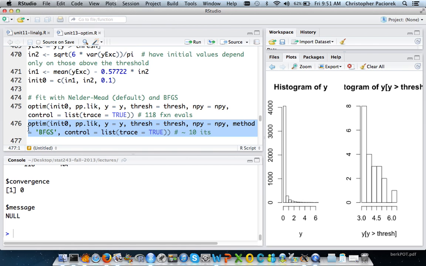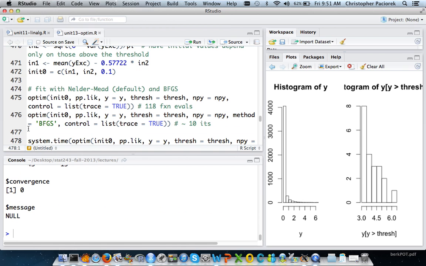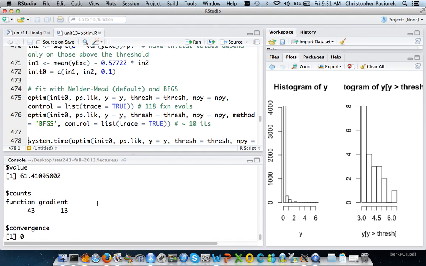So we can do this with BFGS. I'm just changing the method here to be BFGS. And again, it says it's converged. It says it evaluated the function 43 times. It evaluated the gradient 13 times in terms of doing the Newton-type steps. In this case, I didn't give it a gradient function. I could actually give it an actual R function that evaluates the gradient, that is the analytic gradient. But if I don't give it that, then it's going to do numerical differentiation to estimate the gradient, and we'll talk about that in the next unit.